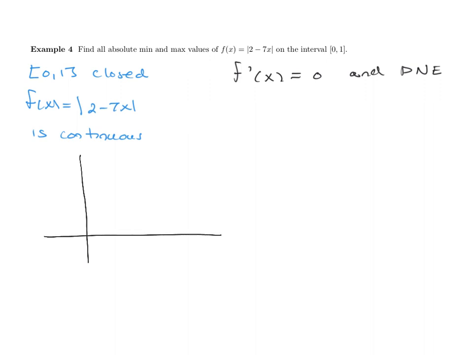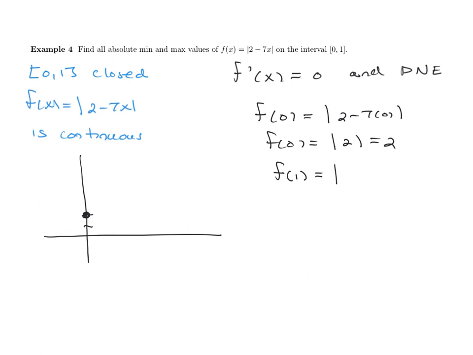So let's see. F of 0 is equal to the absolute value of 2 minus 7 times 0. That means f of 0 is the absolute value of 2, so it's just 2. If we check the other endpoint of 1, that's the absolute value of 2 minus 7 times 1. So f of 1 is 2 minus 7, which is minus 5, and in absolute value is equal to positive 5. And this should be a V-shaped graph. So it should go down and then eventually go back up.